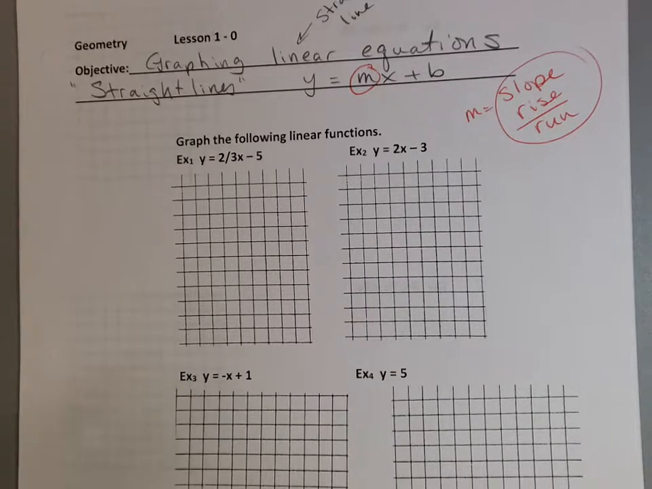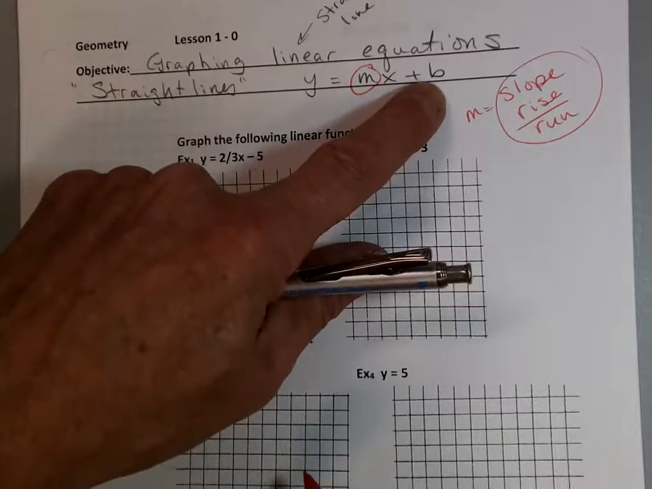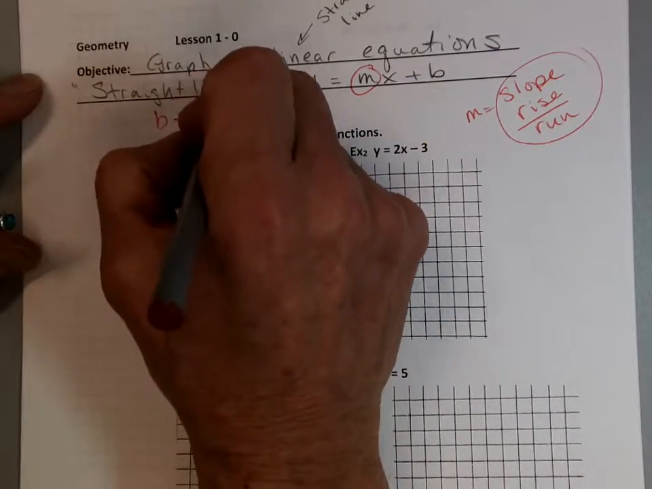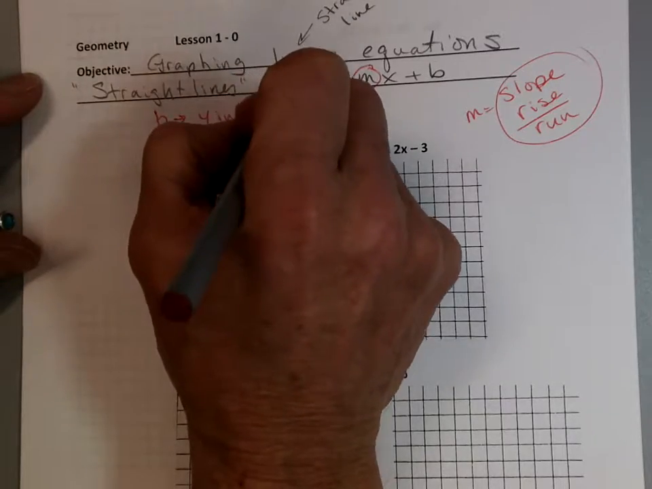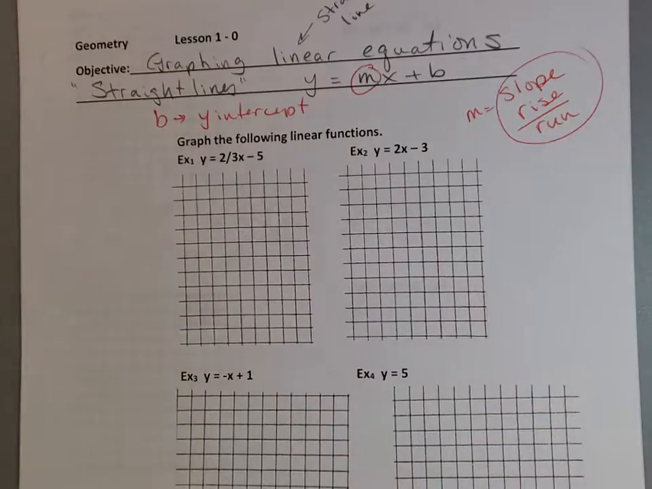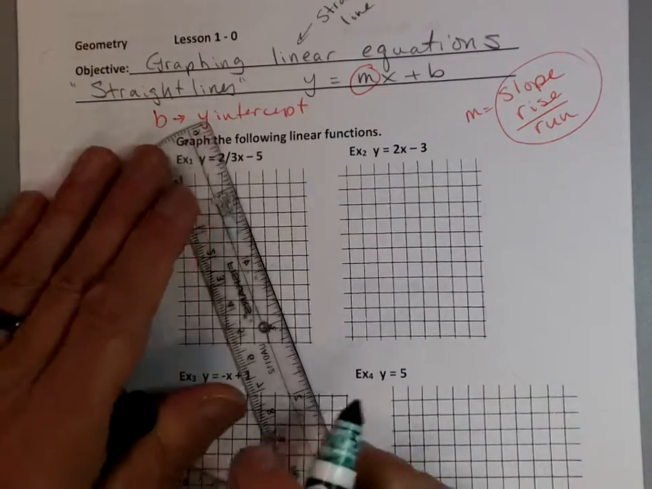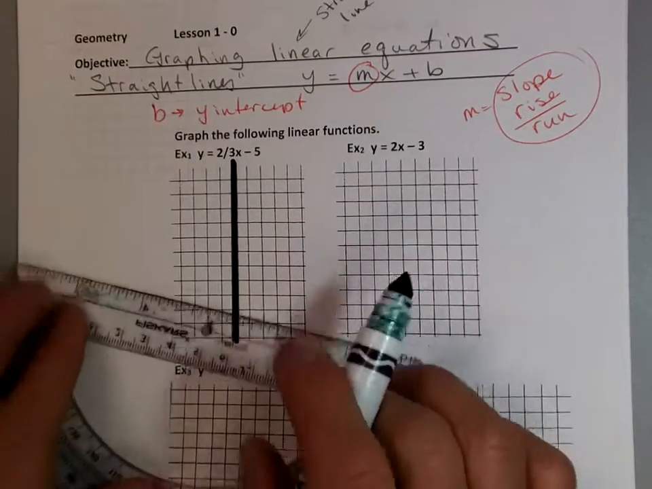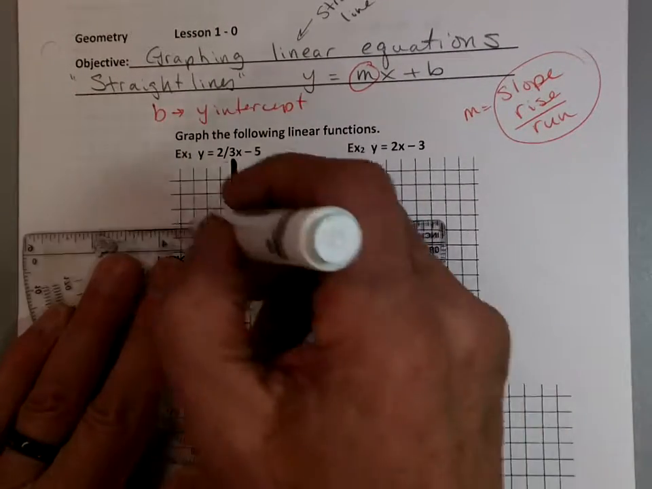The b in this stands for the y-intercept. The y-intercept is where the line intercepts the y-axis. So to graph this, I'll put in my y-axis, and I'm going to put in my x-axis.